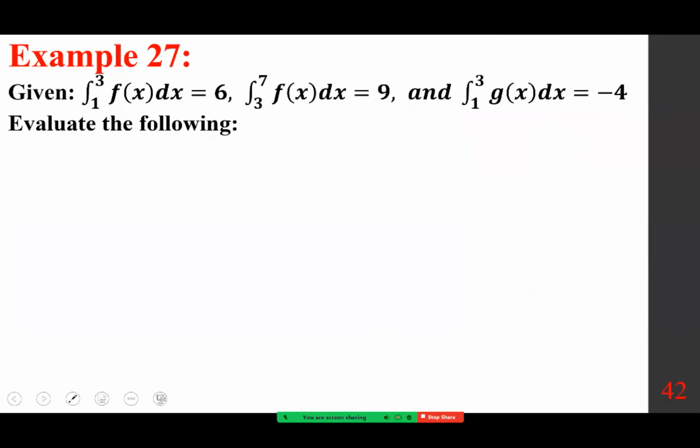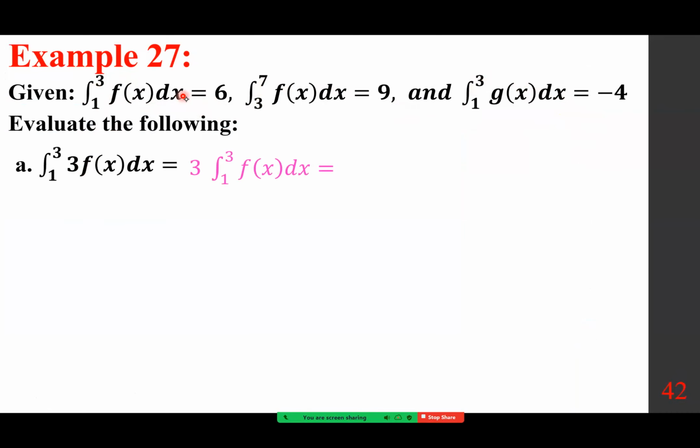All right, now we know that the integral of f of x dx from 1 to 3 is given as 6, from 3 to 7 is 9, and for g, from 1 to 3 is negative 4. We're going to evaluate the following. The first one is the integral from 1 to 3 of 3 times f. So just multiply this one by 3, and you get 18. Pretty straightforward. Just multiply it by 3, and there you have it, everybody.